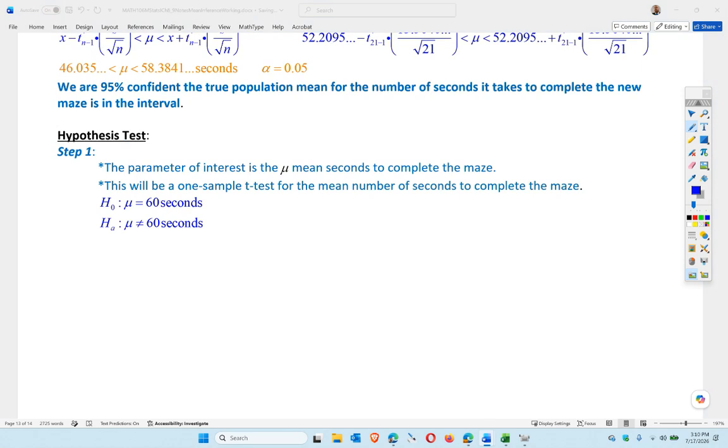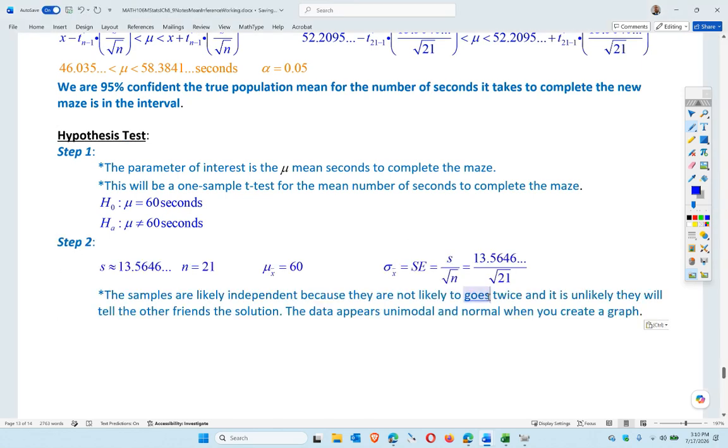Step two, right? Are they independent? Yeah, they're independent because you're not likely to go twice, right? And you're not going to tell the other person, as we're assuming. And if you try to graph the data, it's generally going to look fairly normal.